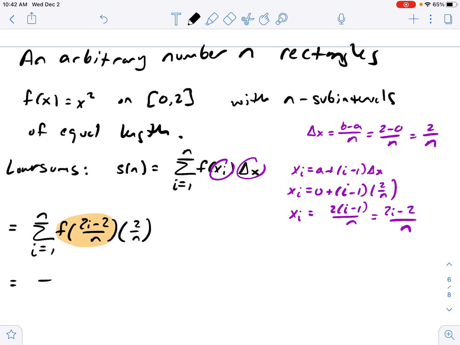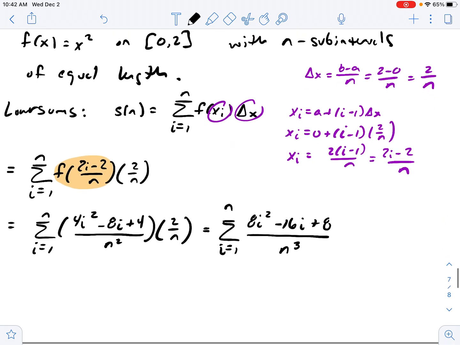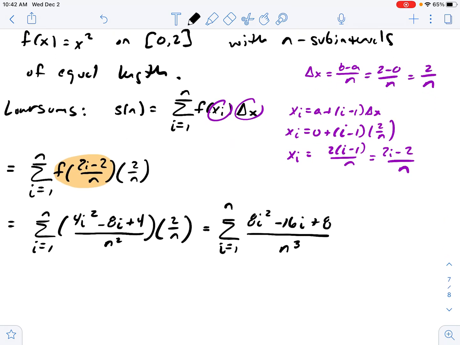Now we need to evaluate the function. Again, we're squaring that out. Take a moment to do that. And when doing that, we get 4i squared minus 8i plus 4 over n squared times 2 over n. Multiplying through the 2 over n, we've got 8i squared minus 16i plus 8 all over n cubed. Okay, so hopefully you're good up to this point.